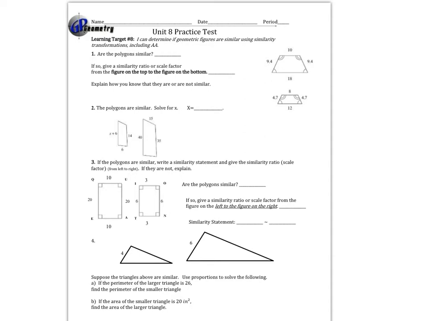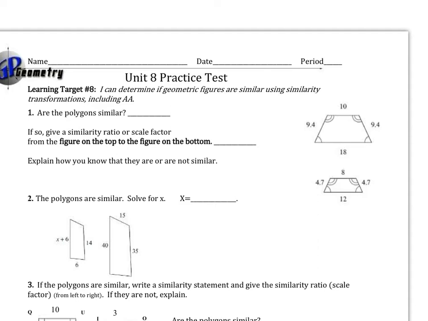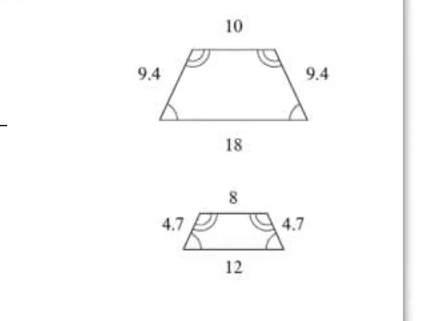All right, time to review Chapter 8, which is about similarity here. So let's look at some similar polygons going on here. When we have similar polygons, we know two things. We know the sides are proportional and the angles are congruent. So here on this first problem, we're looking at our angles, and we see that the corresponding angles are congruent. So this meets the first criteria.